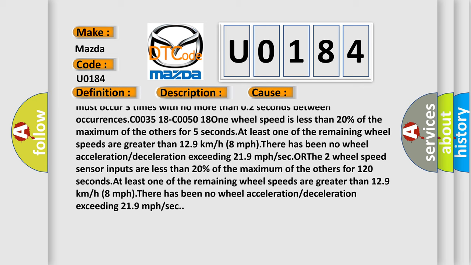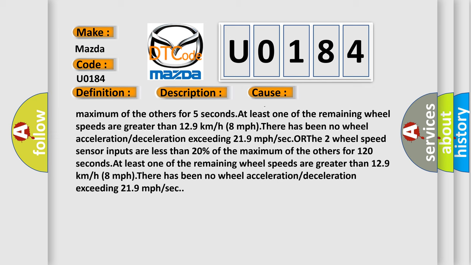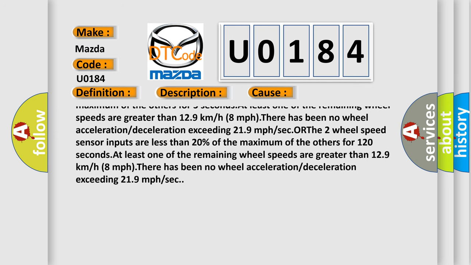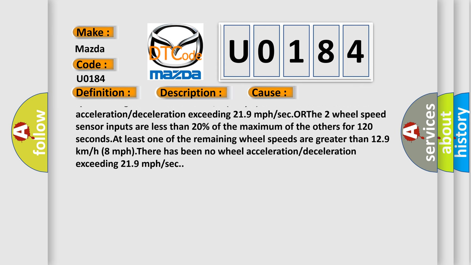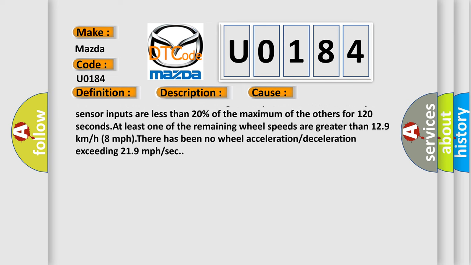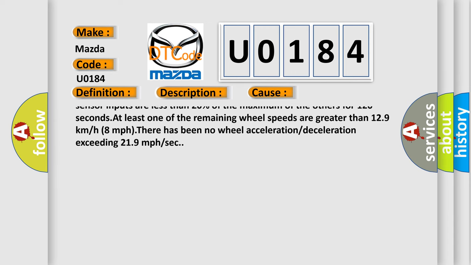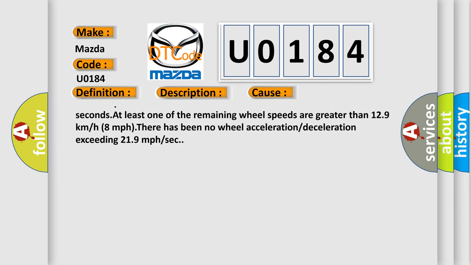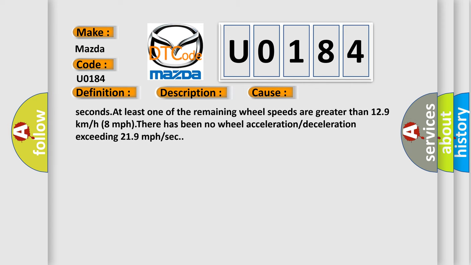Wheel speed is less than 20% of the maximum of the others for 5 seconds. At least one of the remaining wheel speeds is greater than 129 km per hour, 8 mph. There has been no wheel acceleration or deceleration exceeding 219 miles per hour per second. Or the two wheel speed sensor inputs are less than 20% of the maximum of the others for 120 seconds. At least one of the remaining wheel speeds is greater than 129 km per hour, 8 mph. There has been no wheel acceleration or deceleration exceeding 219 miles per hour per second.